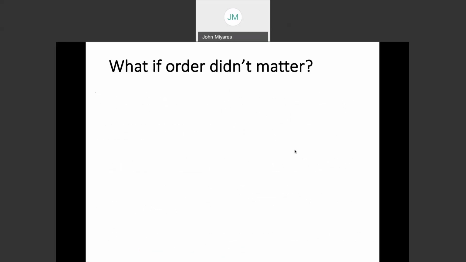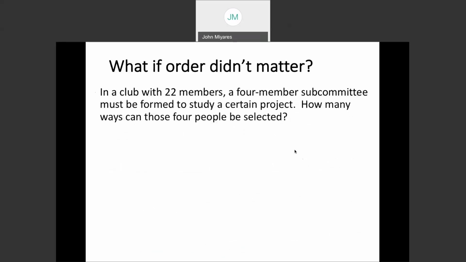What if order didn't matter when we were filling in the slots? Suppose we have a club with 22 members, but now we need to select a 4-member subcommittee to study a certain project. How many ways can those 4 people be selected? What makes this problem different is that the roles that the people are filling when they get selected for the group are not specific. It's not like we can have a president and a vice president and a secretary and a treasurer. In that case, it matters who's the president and the vice president. That switching places gives a different officer team.